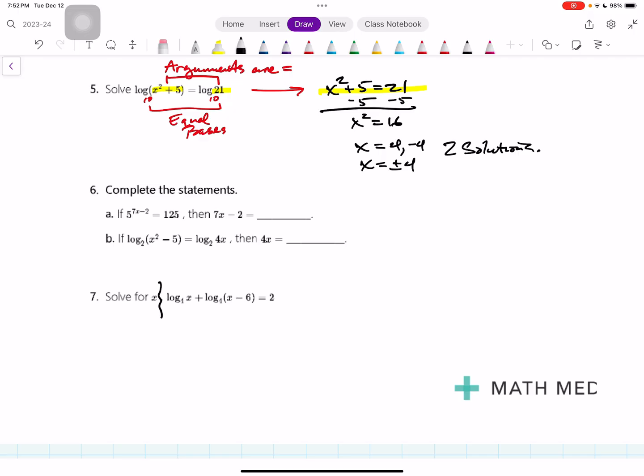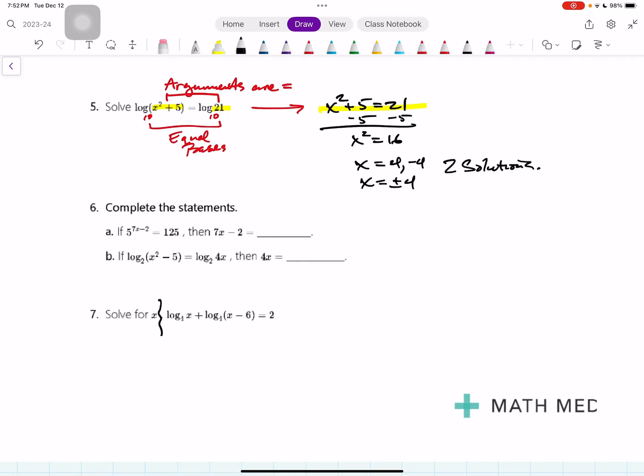Now you just got to be careful. Are these both solutions of the log? You just got to make sure that these solutions don't make the argument negative, because remember, the domain of a log is always positive. So if I take a look at the domain here, x squared plus 5 has to be positive, greater than 0 means positive. Neither x equals 4 or negative 4 makes this negative, so we're all good. These are good solutions.